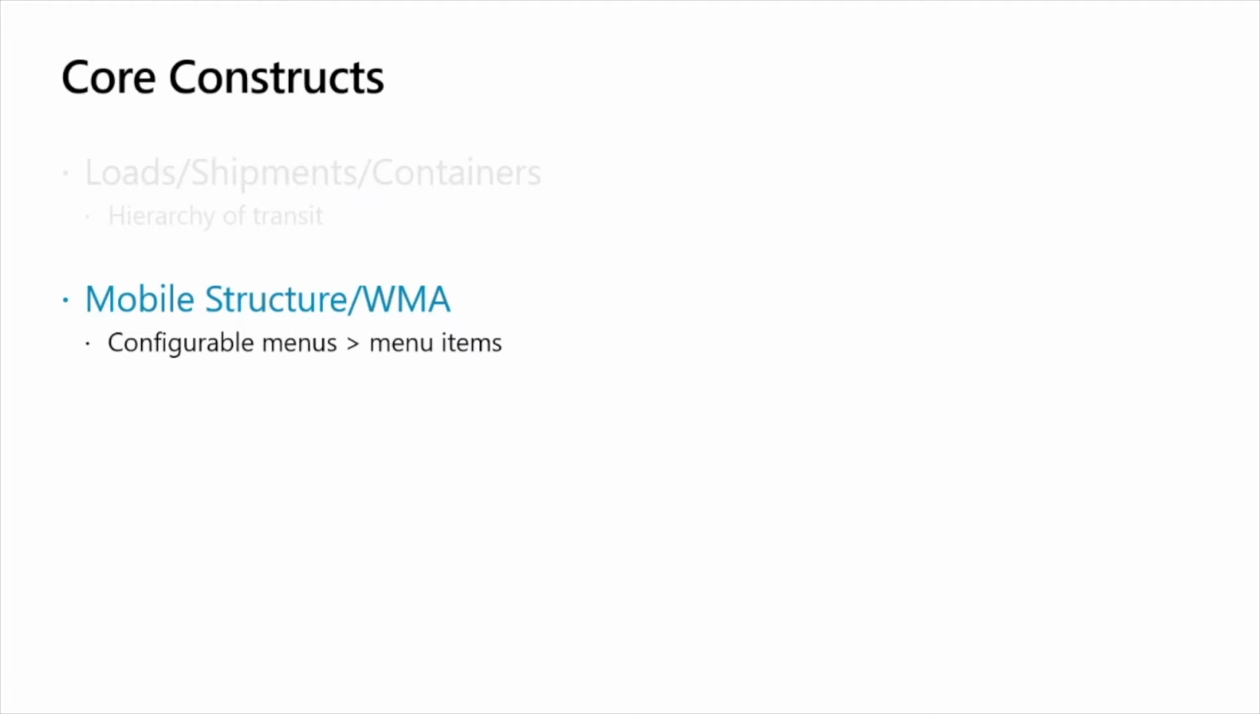The next concept that we have is the mobile structure on that WMA, or that warehouse mobile application. The structure that we have is a set of menus and menu items that allow the user who is on the application, whether that application was downloaded on a desktop, a tablet, or an actual handheld scanning device. Those menus and menu items define the options that are available to the users as far as which functions they can perform.